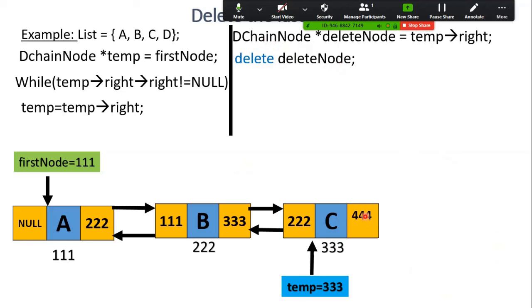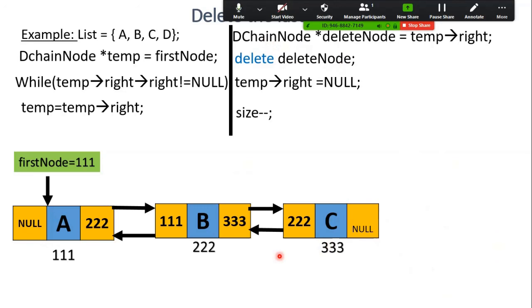So once I delete, what is the right link of this C node? It should be null. That is, temp of right is equals to null. So we have deleted the last node. Now this is my chain. So what is the size of the chain? It has 3 nodes. This is how we can delete a node from end of a chain.